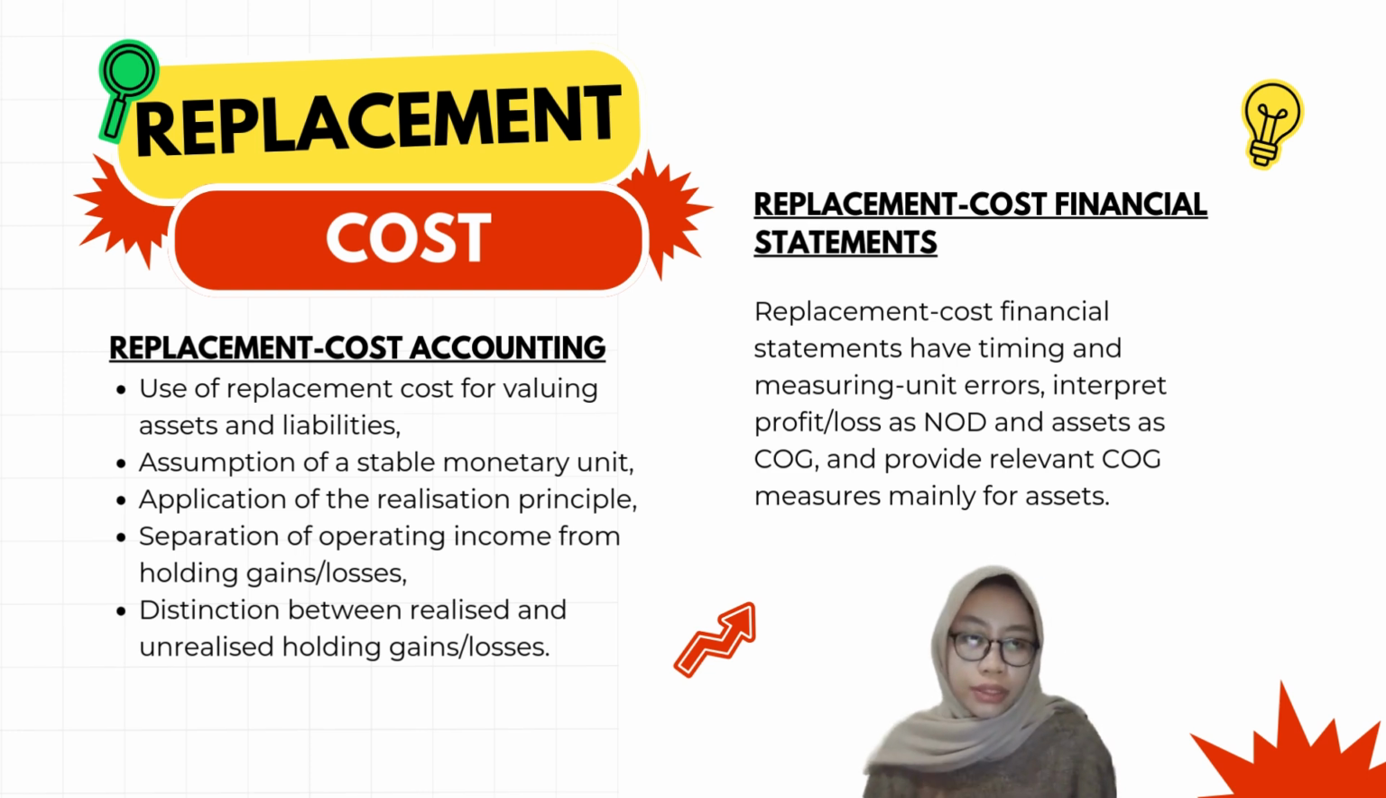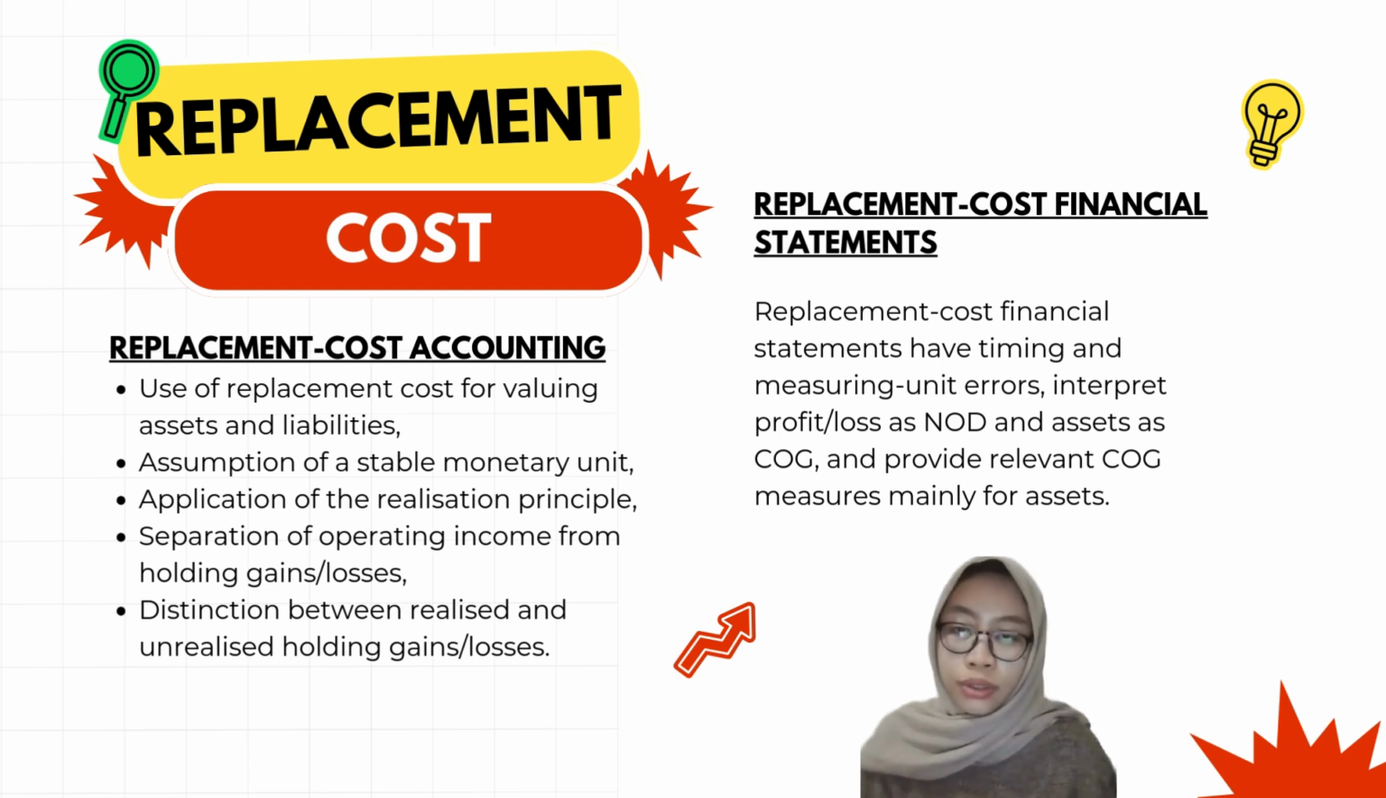This method assumes a stable monetary unit, meaning it does not adjust for inflation. It also follows the realization principle, recognizing income only when it is earned and realized. Additionally, it distinguishes between operating income and holding gains or losses, as well as between realized and unrealized holding gains or losses, providing a clear view of how much profit come from actual operation versus change in asset values.